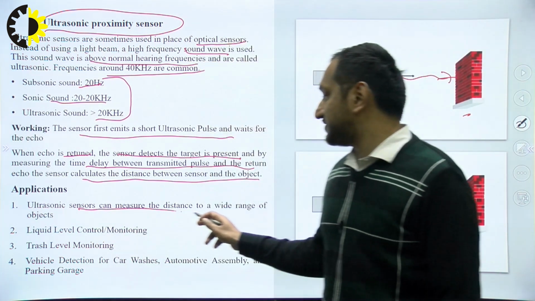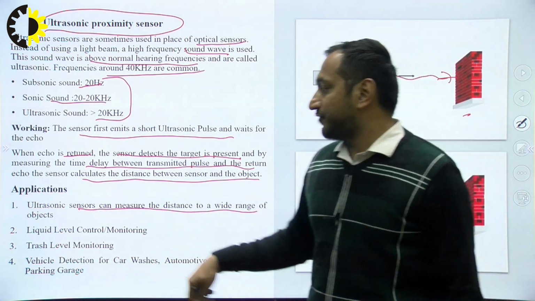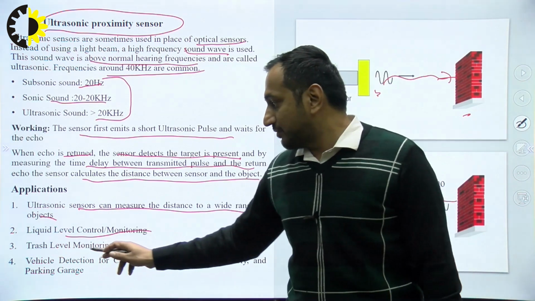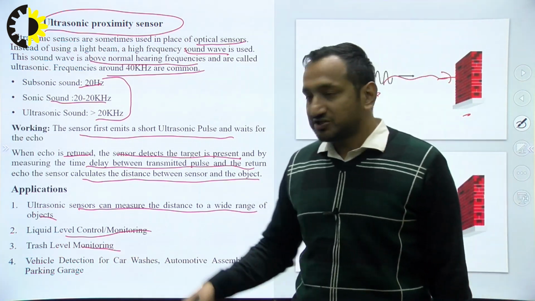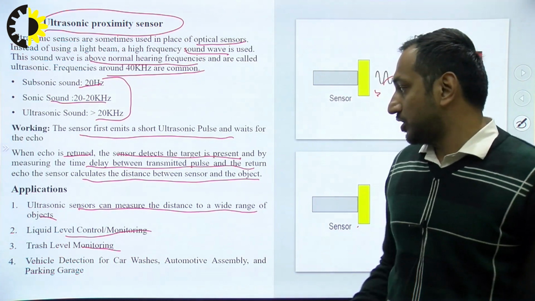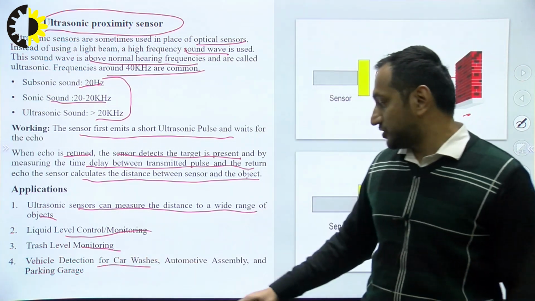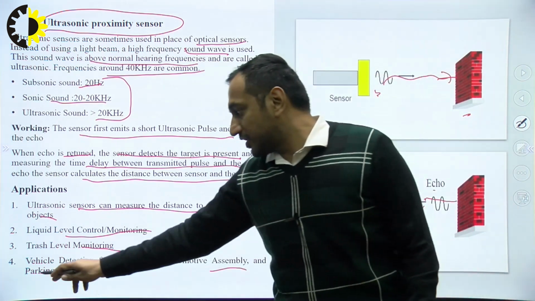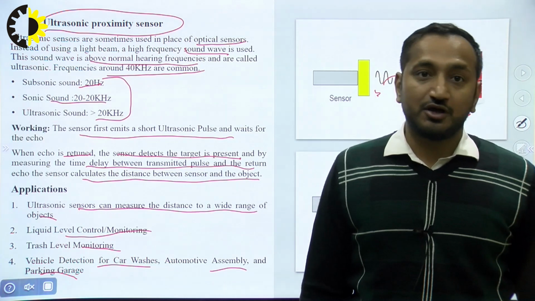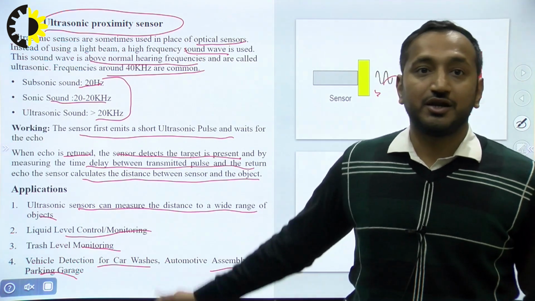Ultrasonic sensors can measure the distance to a wide range of objects: liquid level monitoring, trash level monitoring, like if you are putting trash in a bin, to check whether the bin is full or not, and vehicle detection in car washes, automotive assembly, and parking garages. So you can see from these applications that ultrasonic proximity sensors are very useful in industries and in day-to-day applications.